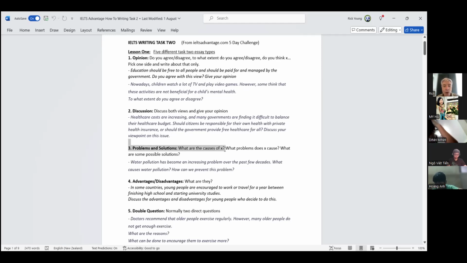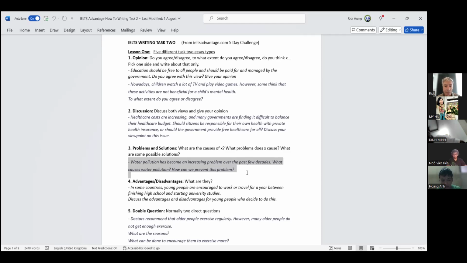It will be like a double question essay. It will always say something like, what are the causes of X? What problems does X cause? What are some solutions? So I will get you to read this example, please. Huang Ang, can you please read what I've highlighted?